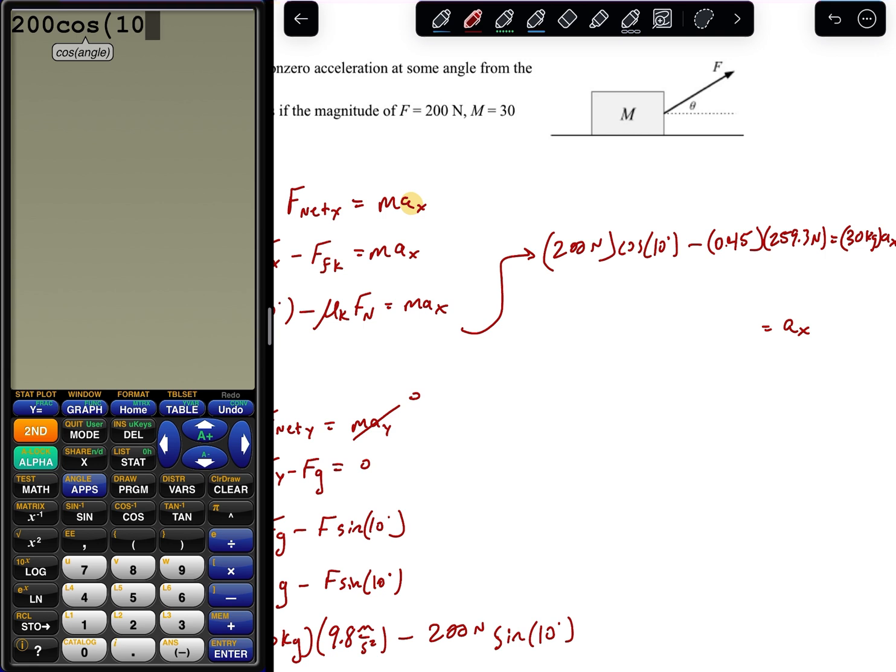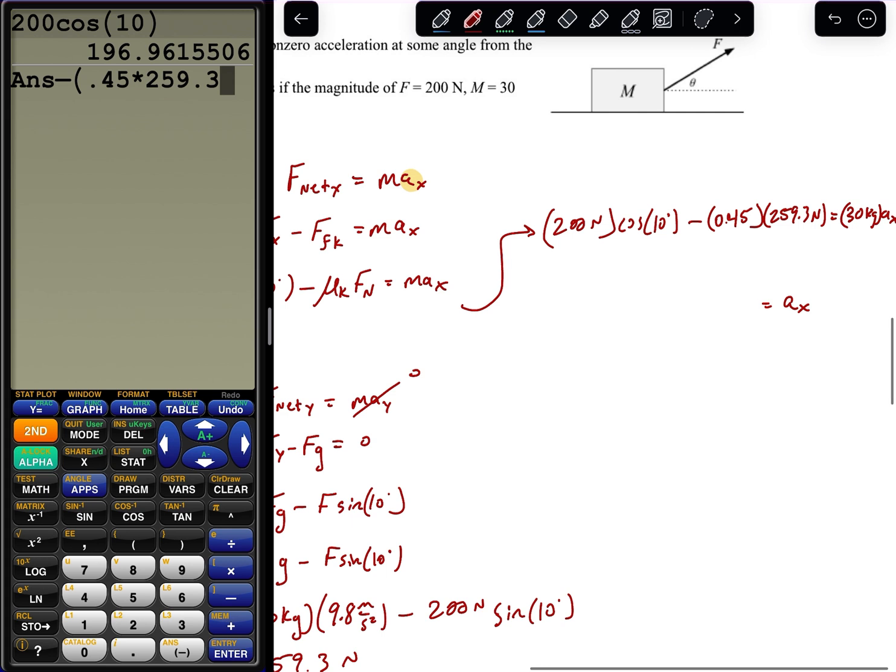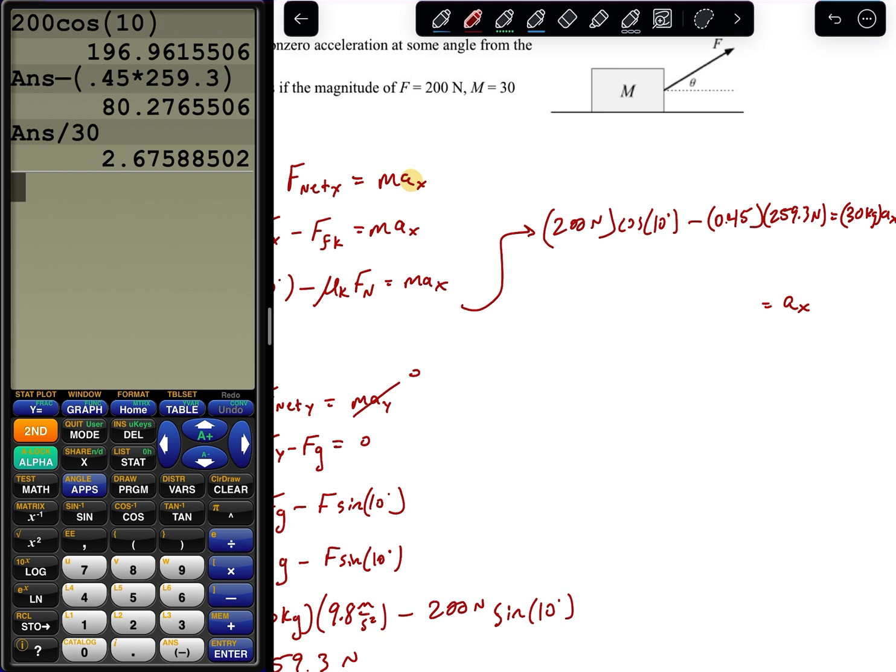200 times the cosine of 10 minus 0.45 times 259.3. And we're going to divide both sides by the 30 kilograms. And we get an acceleration of 2.67 meters per second squared. So that's the first problem in the problem set for 2D dynamics.